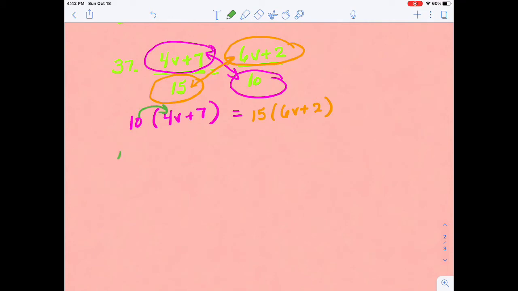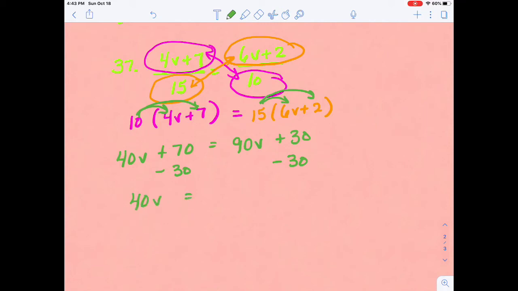10 times 4v is 40v, and 10 times 7 is 70. And then 15 times 6 is 90. 60 and 30 is 90v, and 15 times 2 is 30. Now, I can solve this. I like to pick something that looks like it's not going to give me negatives, but sometimes that's futile.